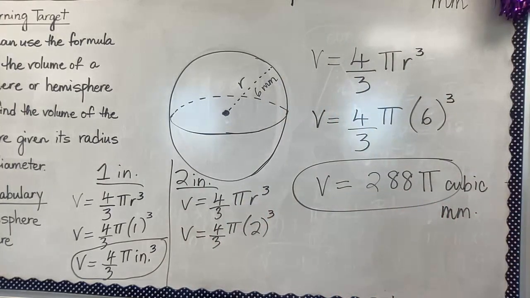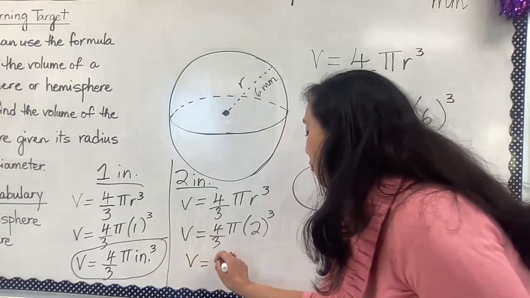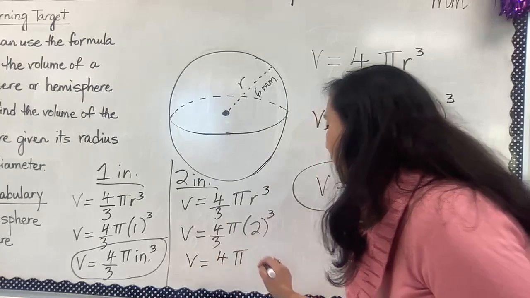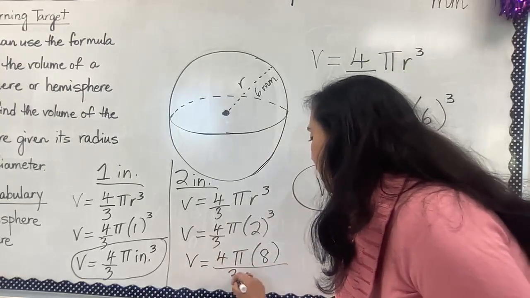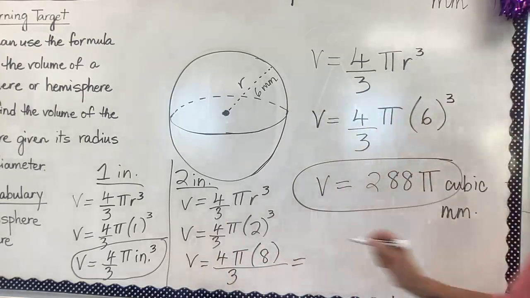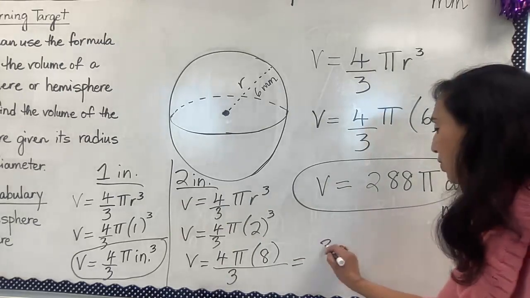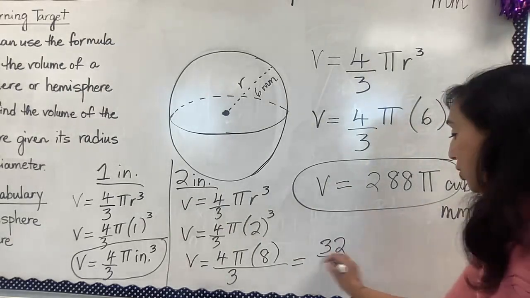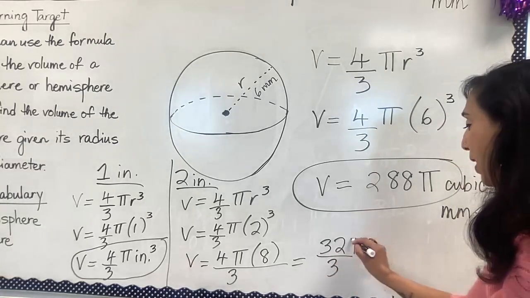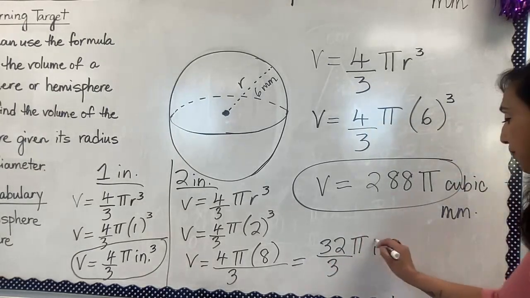That's 2 times 2. 4 times 2 is 8, right? So volume is 4 pi times 8 over 3, which gives me, what is 4 times 8? It is going to be 32. So 32, right? Pi, so 32 over 3 pi inches cubed.